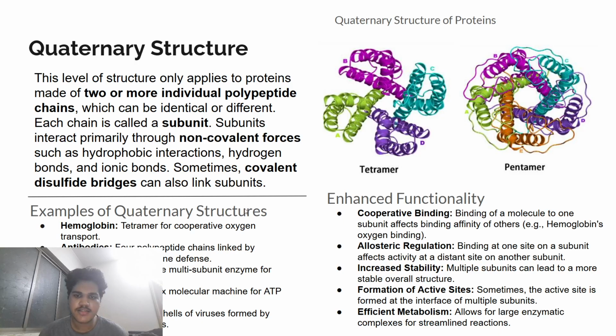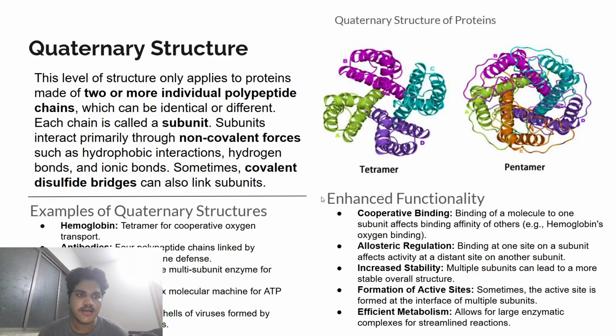Examples of quaternary structure: tetramer for cooperative oxygen transport, which is hemoglobin. Antibodies, four polypeptide chains, again a tetramer. RNA polymerase, a large multi-subunit enzyme for gene transcription. ATP synthase, a more complex molecular machine for ATP synthesis. Viral capsid, protein shells of viruses formed by self-assembly of subunits.